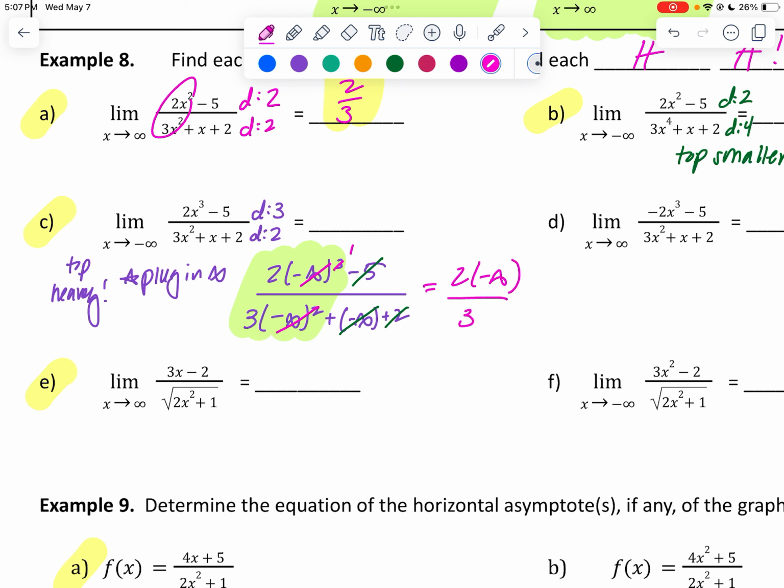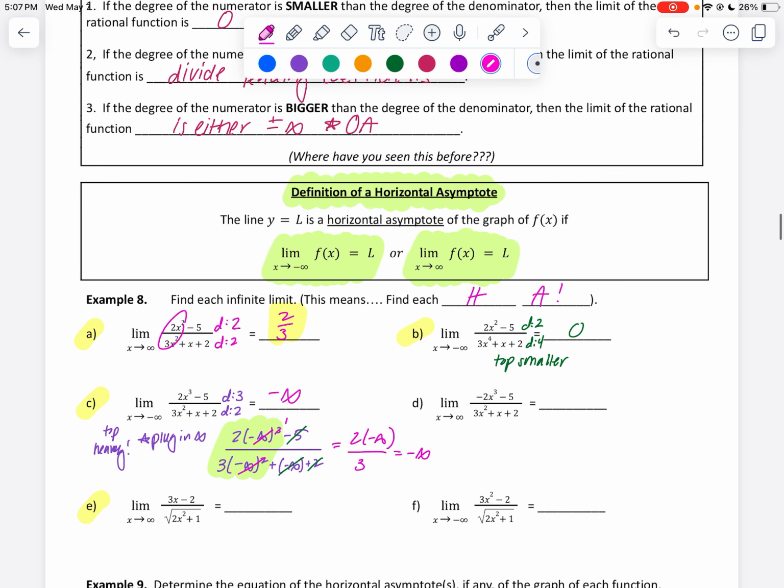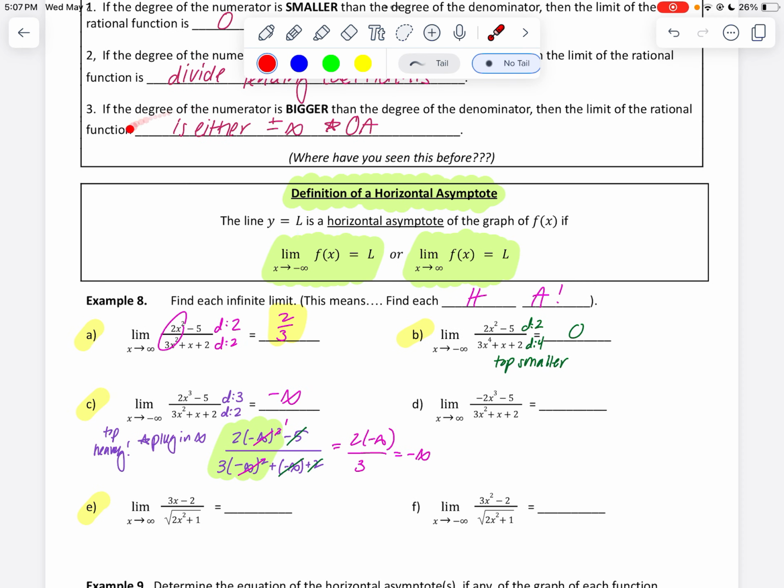And again, like I was saying, anything multiplied by negative infinity is going to give me negative infinity. If I have negative infinity divided by 3, it's still going to give me negative infinity. So therefore, my answer is going to be negative infinity. Cool. And that makes sense, right? That is my new oblique. Since we're top heavy, your answer is either going to be positive infinity or negative infinity.